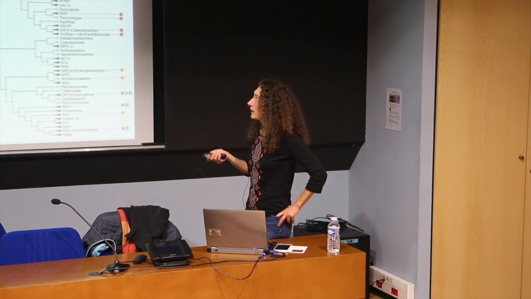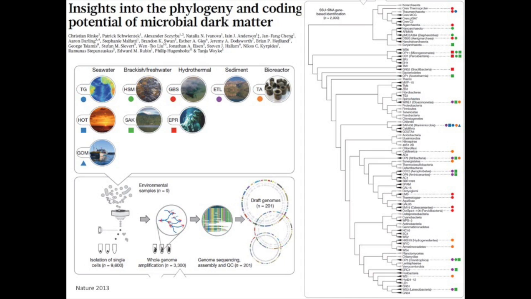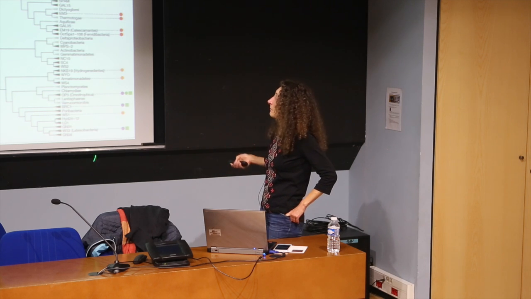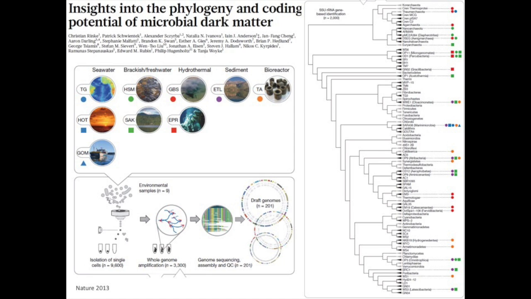This is just one example, Nature 2013, where they isolated single cells from different environments by methods that allow you to sort individual cells. You put one cell per tube, then you can amplify the genome and sequence it and get draft or partial genomes from these cells. In this way, these people have been able to generate partial genomes for groups of organisms that had never been detected before. This is just a schematic phylogenetic tree of the variety of lineages for which we now have partial genomes, but we have no idea of what these organisms are really doing in nature, which is really important.